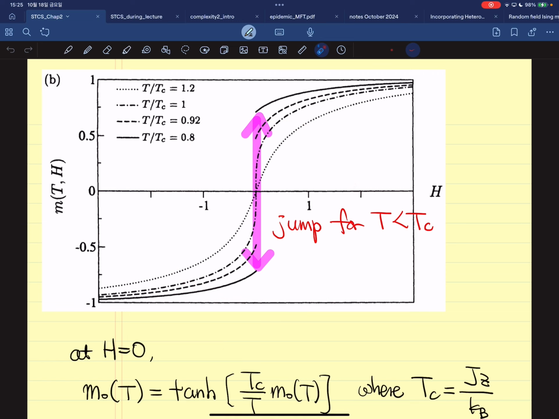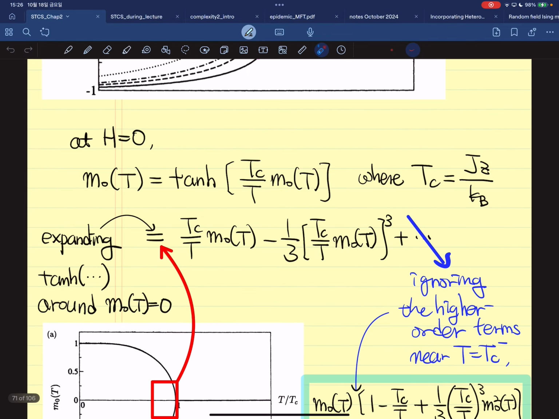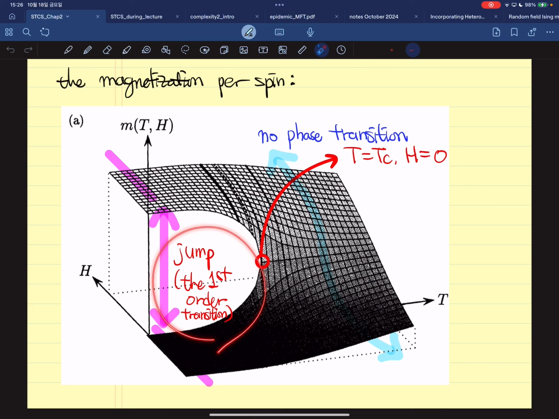So for T larger than Tc, these two cases are smoothly connected. But for T smaller than Tc, in terms of external field, there is a discontinuous point here. So it's minus m up to this point, but suddenly jumps from here to here at h equal to 0. So there's a discontinuous jump here. This kind of discontinuous jump is called the first order phase transition or discontinuous phase transition.